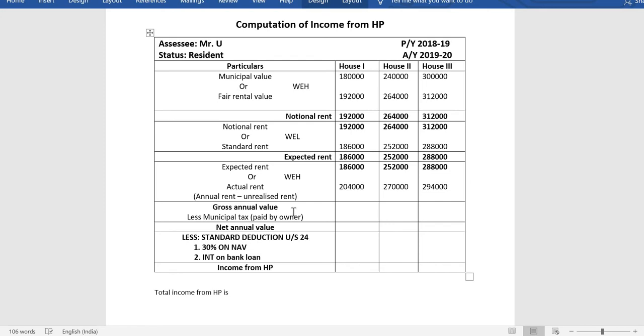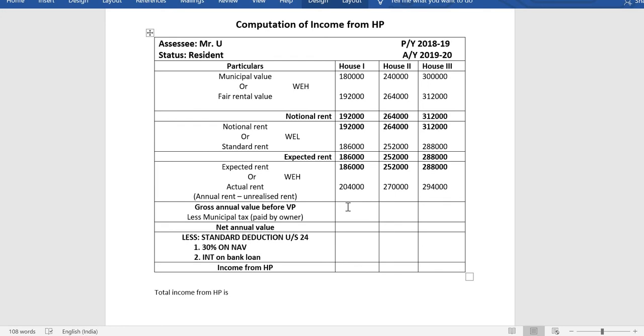before vacancy period, because in this problem the vacancy period is given. Before VP. I am writing the short form, you just write it in full form: Gross annual value GAV before vacancy period. So how much will you get as gross annual value before vacancy period?